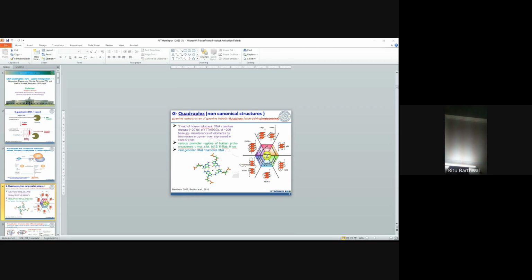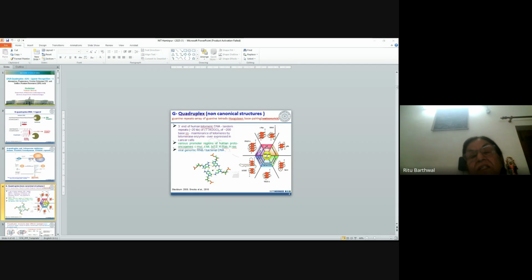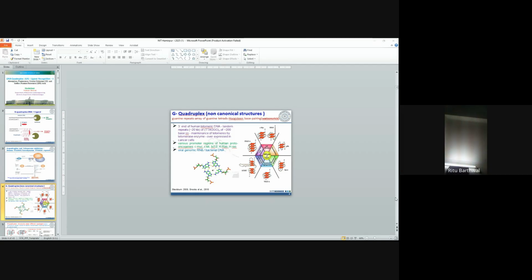Similarly, bacterial DNA, I will give you one example at the end, tomorrow in the evening class. That is, we have done Mycobacterium tuberculosis. The tuberculosis bacteria has G repeats in several genes. So a strategy is being developed. Recently, some people have also found it in the malarial parasite. So G repeats have been found in viral genomes, bacteria, and the malarial parasite, and so these can become targets.